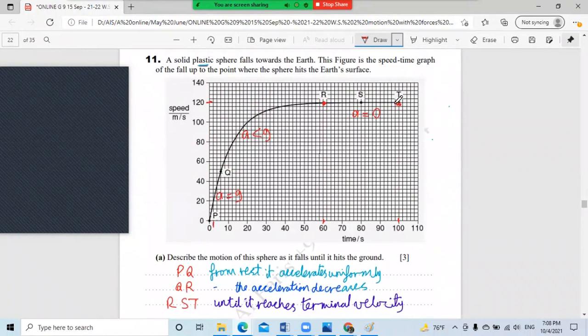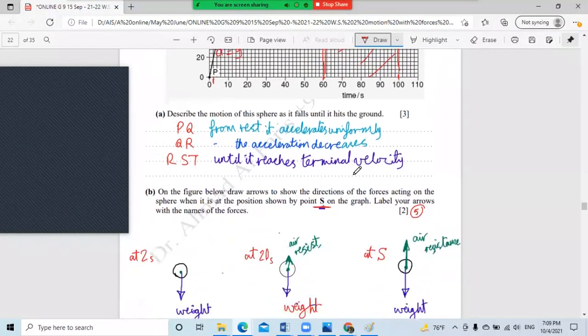From R to S to T, it moves at what? Steady, constant speed. How much is the speed? 120. We can find the distance by finding the area under the graph from 60 to 100 seconds, this area, okay? Or we can use the formula distance equals speed times time. So in both ways, we get the correct answer. Good? Okay. So that's how we can find the distance between R and T, by finding the area under the graph, or using the formula speed times time.